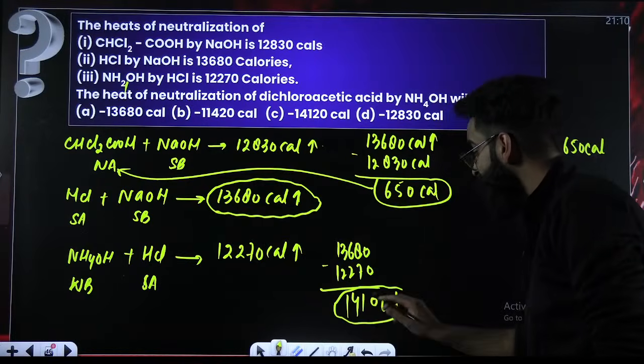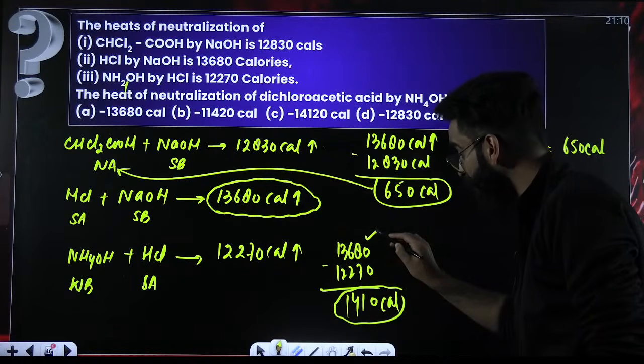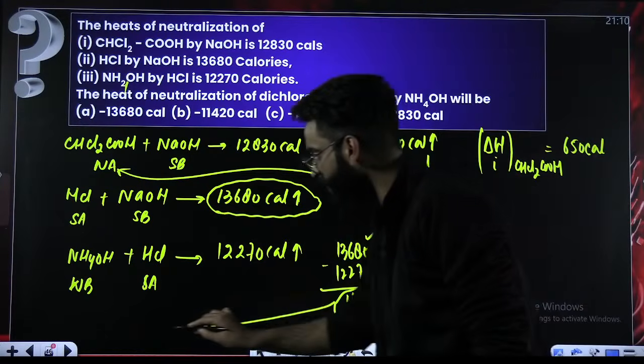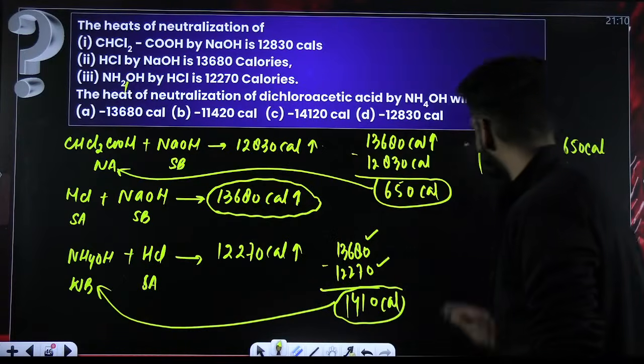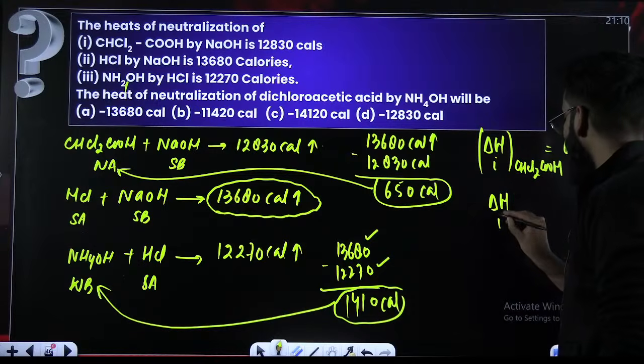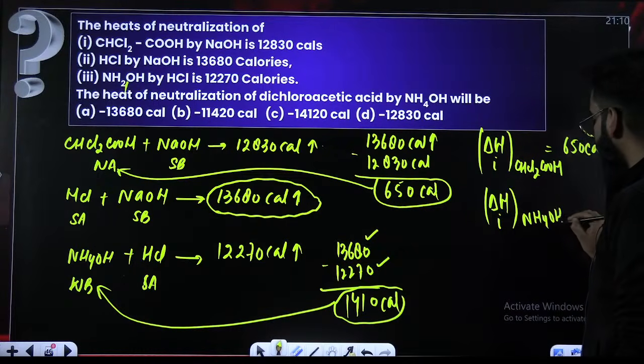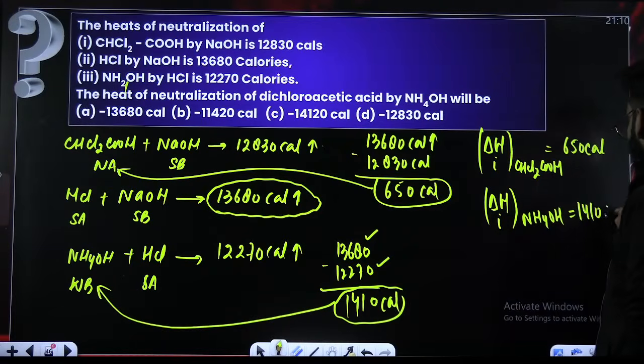This much amount of heat will be utilized. See, this much amount of heat should have been released, but this much is getting released. If I take the difference of the two, this much will be used to ionize the weak base. So I got the enthalpy of ionization of your weak base NH4OH as well. How much is that? 1410 calories.